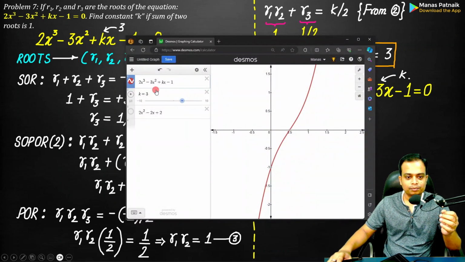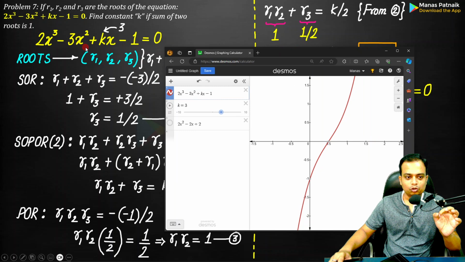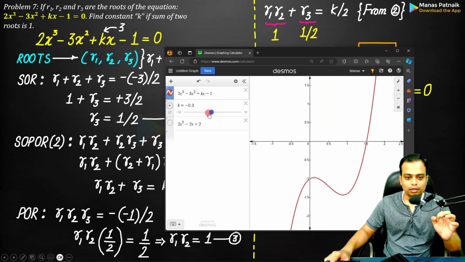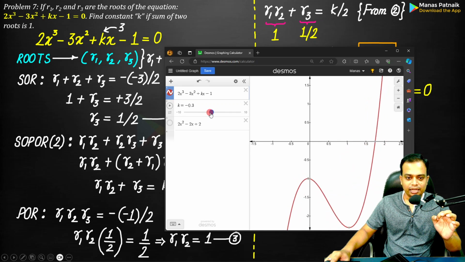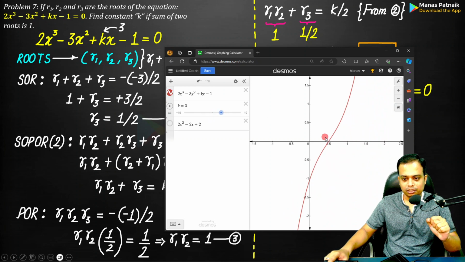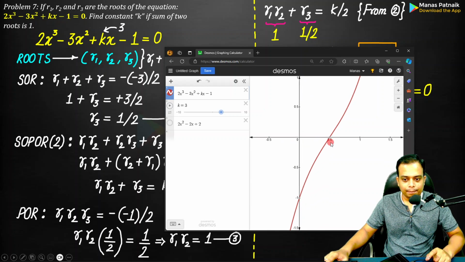This is the graph of 2x cube minus 3x square plus kx minus 1. So if I vary k, the graph is going to change. Watch how the graph changes. The moment I keep the value of k as 3, see, this is what we are interested in. And if you watch, this graph actually cuts the x-axis at only 1 point. And that point is x is equal to 0.5.